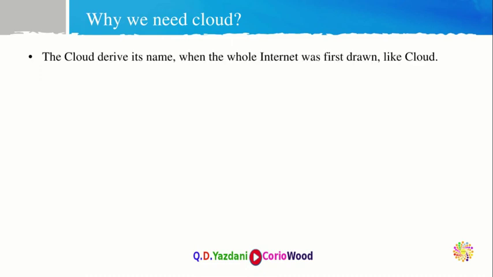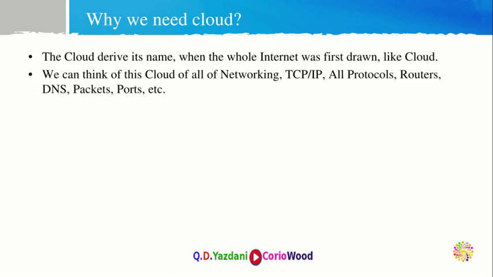First to begin with, the cloud derives its name from when the whole internet was first drawn as a cloud. When the internet first came in, the cloud got its name from that time. At that time they said, instead of explaining the whole thing, just put something like a cloud in the sky, because it means everything, it covers the whole system. So we can think of this cloud as all of networking: TCP/IP, all protocols, routers, DNS, packets, ports, and so on.